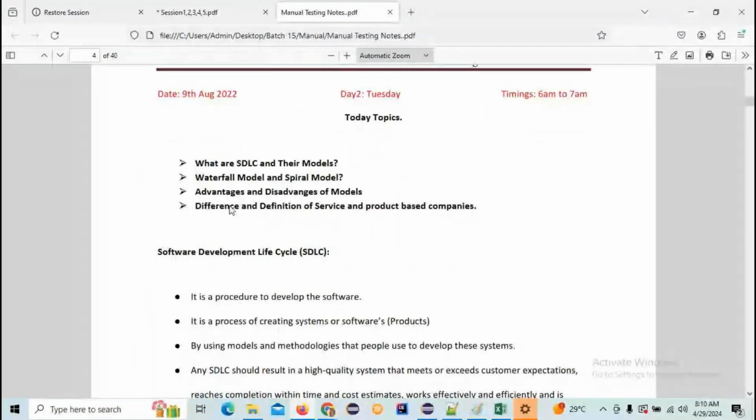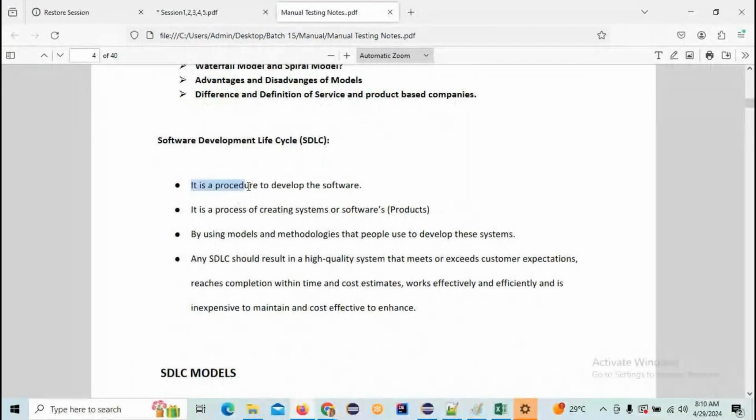Here you can see SDLC. It is a procedure to develop the software. So I will share this material, guys, once a few students are confirmed. After their confirmation, maybe by this Wednesday, I'm going to share this material.